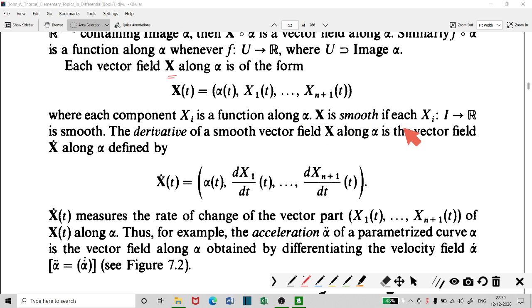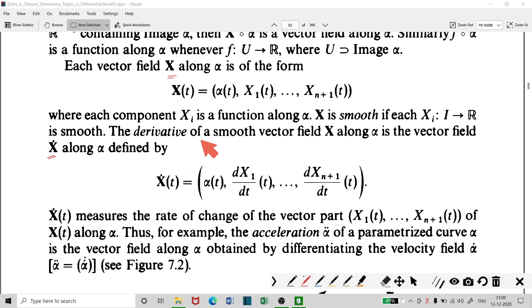If each X_i from I to R is smooth, the derivative of the smooth vector field X along alpha is a vector field X dot. This is denoted by X dot along alpha, defined by X dot of t. The derivative vector field assigns a vector at alpha of t. This alpha of t is an element of the surface, or the domain of the function f.